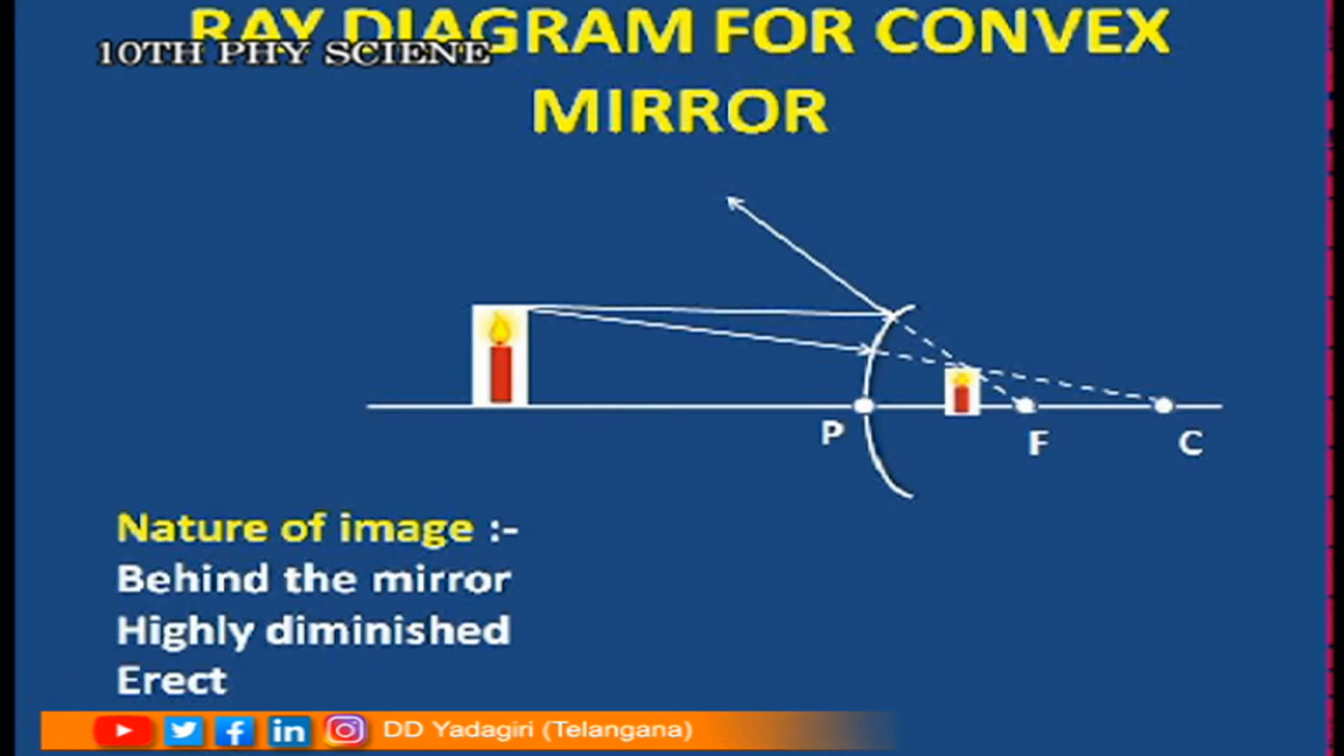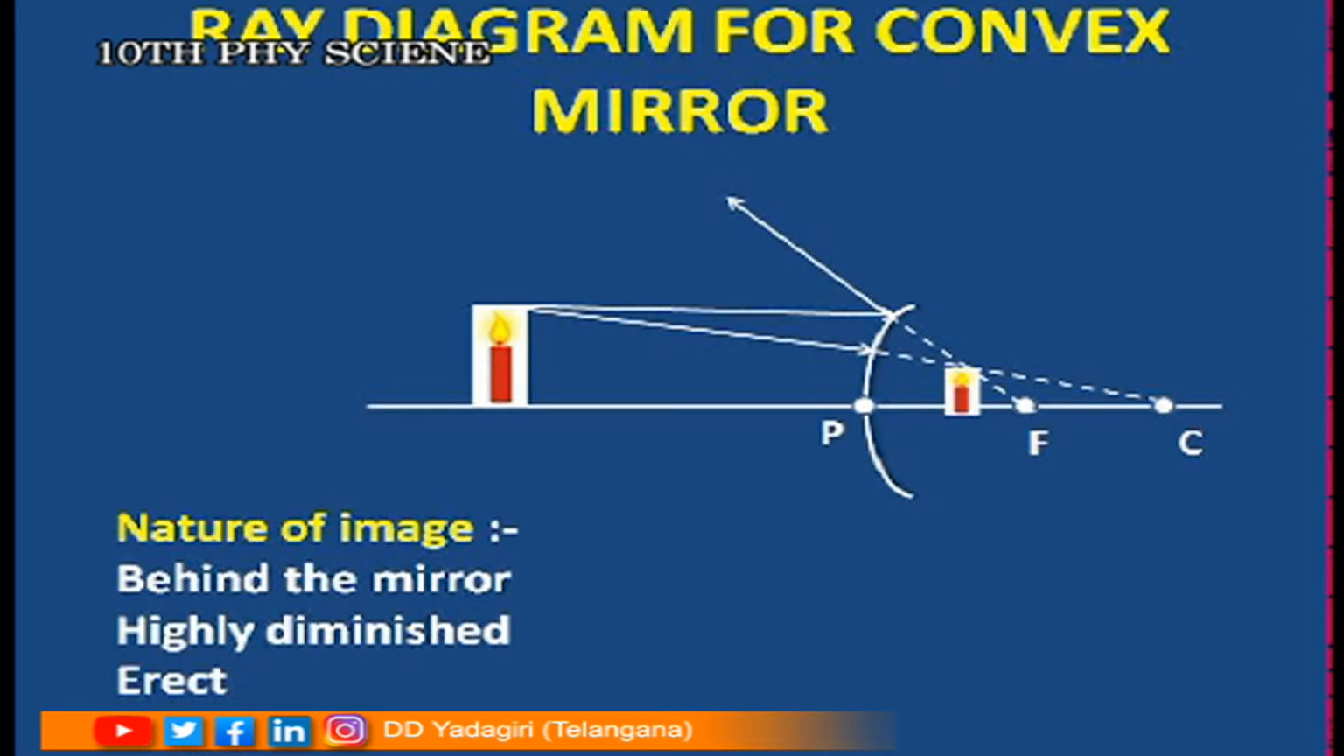Now, virtually these 2 rays are meeting behind the mirror. Yes, children, the rays that we have extended backwards are meeting behind the mirror at this position. So, the image will be formed at this position. Just look at the image, children. The image is highly diminished as compared to the object. It is erect. Yes, children, it is upright.